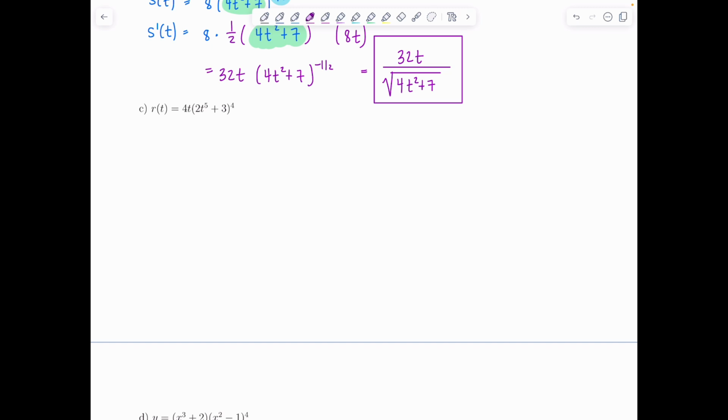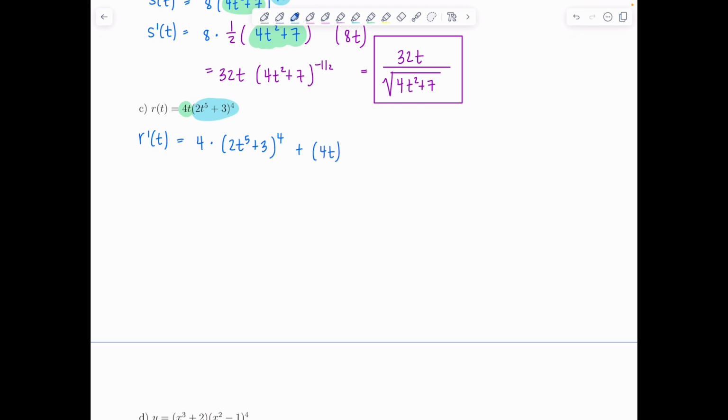Okay, r of t is 4t times (2t to the fifth plus 3) to the fourth. Do you see how this is different? This time I do need the product rule because there's a variable here. I have a product of two functions. My first function we'll call 4t, and the second function is (2t to the fifth plus 3) to the fourth. So r prime of t: I take the derivative of 4t first, it's just 4, and I leave (2t to the fifth plus 3) to the fourth alone. So far, so good? Plus, now I leave 4t alone.